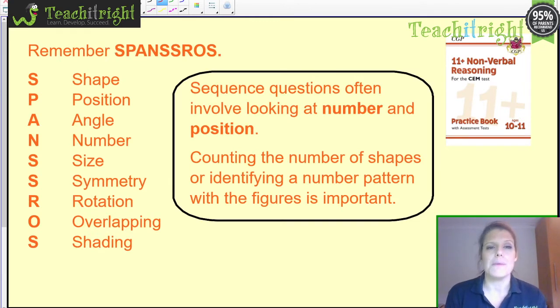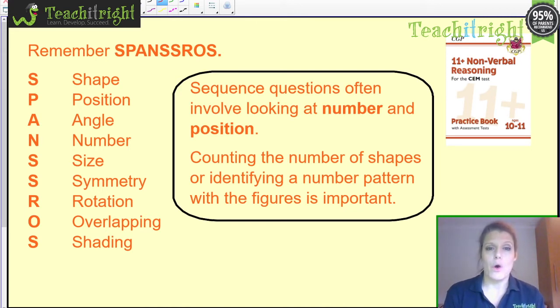It's really important to remember SPANS ROSS when we're completing any non-verbal reasoning question type. This stands for shape, position, angle, number, size, symmetry, rotation, overlapping, and shading. You should hopefully have this in your jotters from Block 1, but if you weren't here with us in Block 1, pause the video again now and write this down in your jotters, because this is so important to keep in your mind when you're doing any non-verbal reasoning question type.